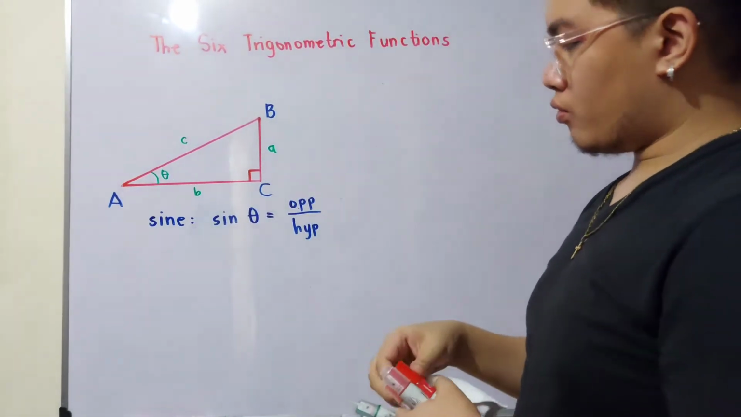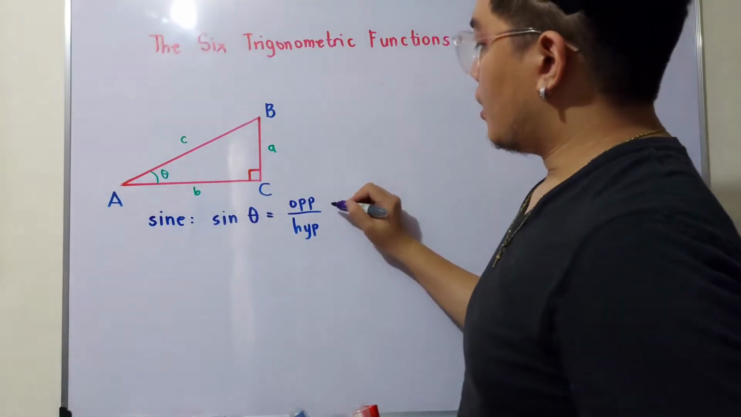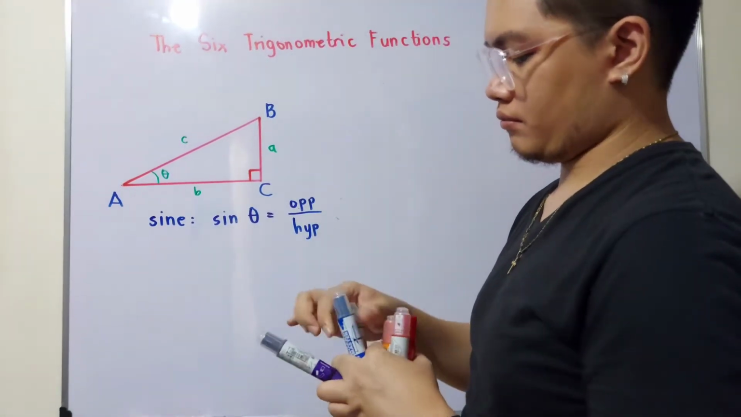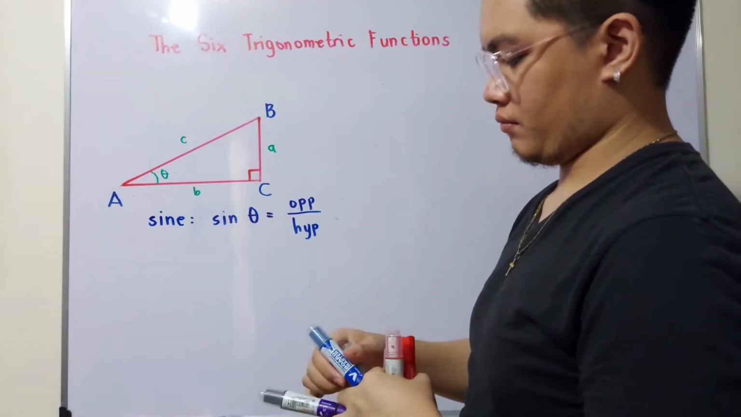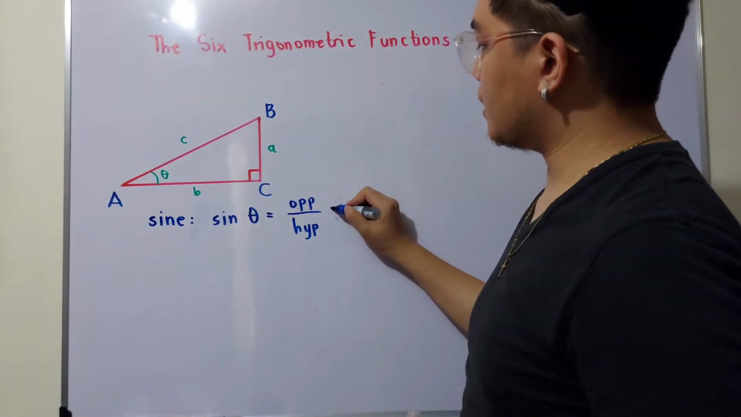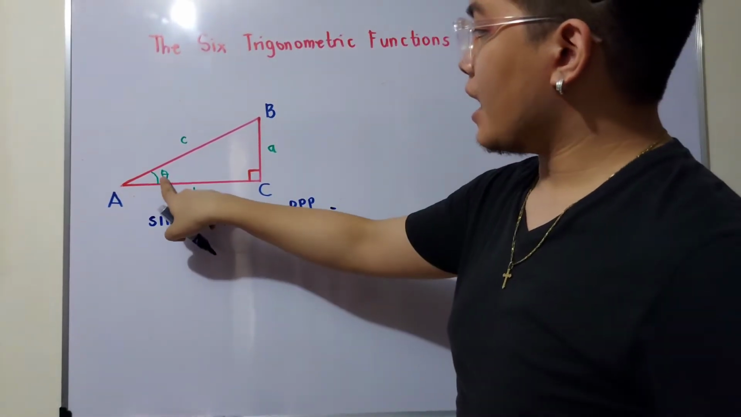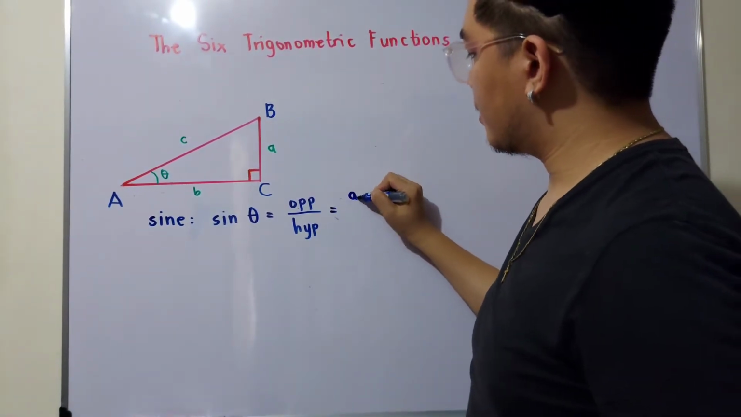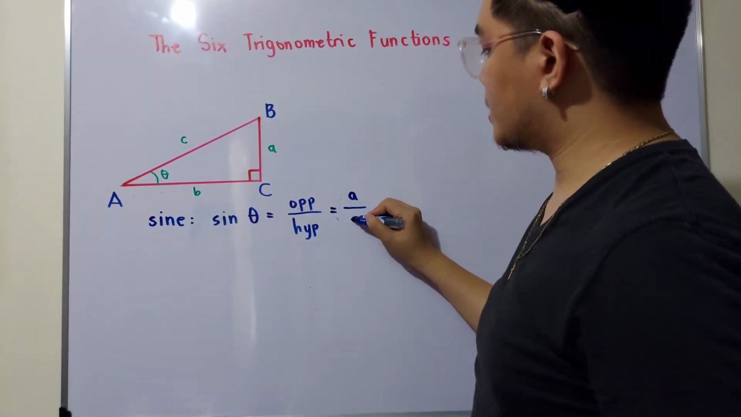So, dito, opposite, ito yung theta, so opposite A over hypotenuse C.